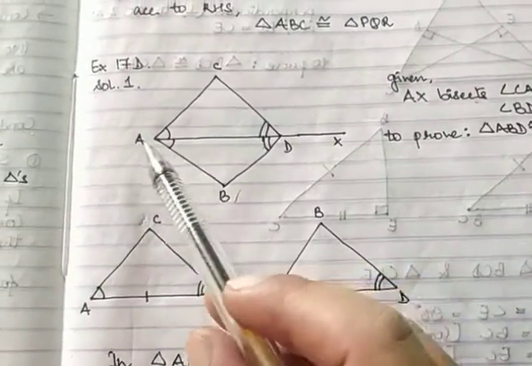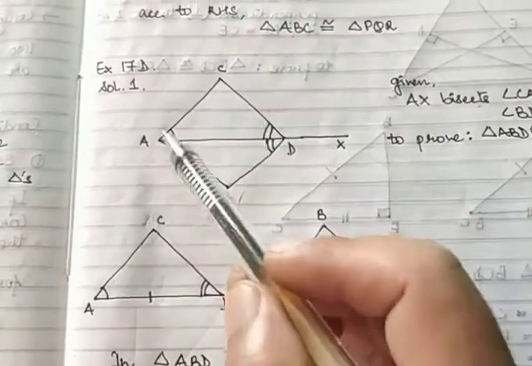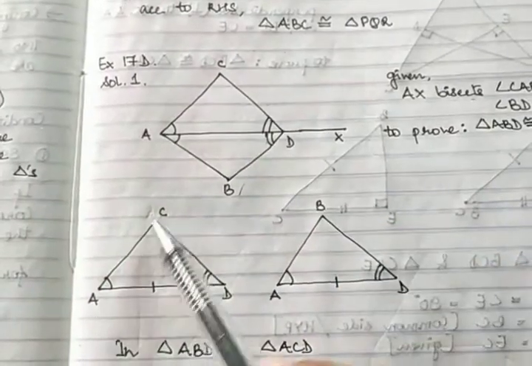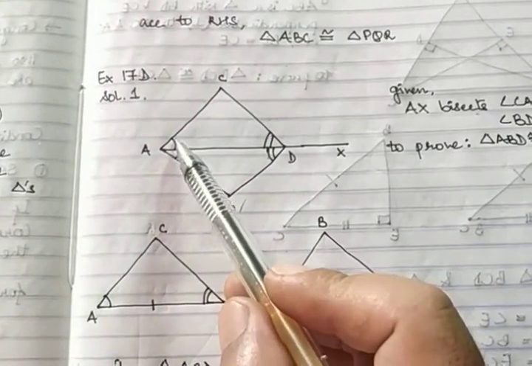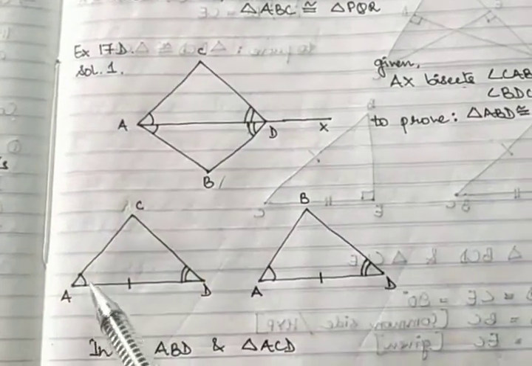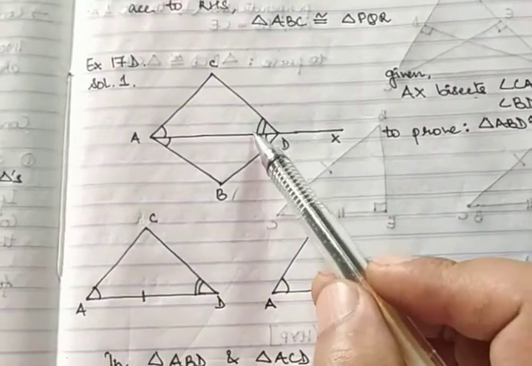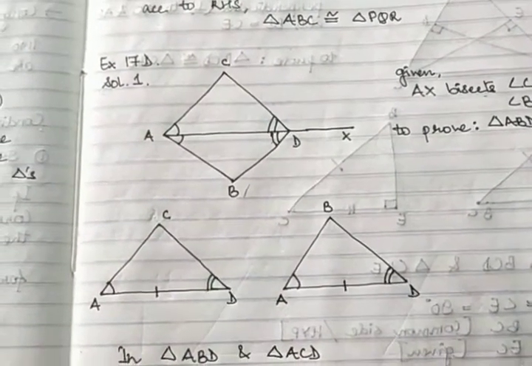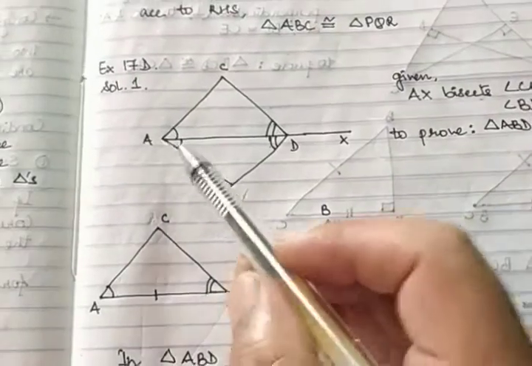Now see, AD, I have drawn triangle ACD. Remember this triangle ACD. Which one was angle A with one arc? Angle A I have drawn with one arc, and D with two arcs. Another triangle was ABD.